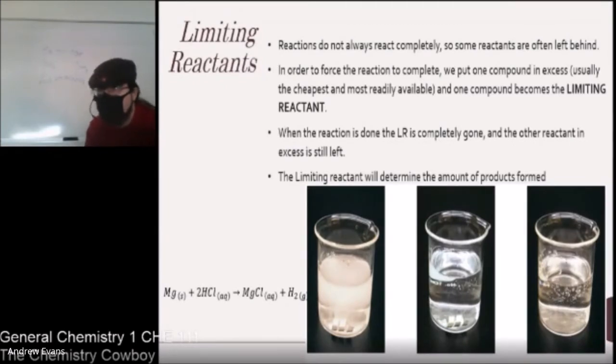So if the guy in excess doesn't get used up, the other guy gets fully consumed. That is the limiting reagent or reactant. It is the guy that controls how much product will get formed.